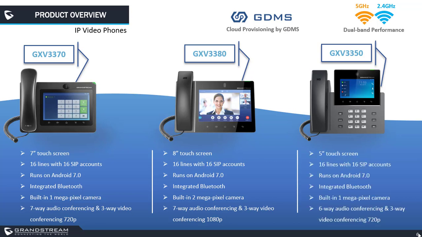And the last model is the GXV 3350. This one has a touch screen of 5 inches. This phone is like the replacement of the GXV 3240. This model supports 16 lines instead of 6 lines in the old models, and this one runs on Android version 7. It also supports Bluetooth. It has a 1 megapixel camera, and it supports 6-way audio conferencing and 3-way video conferencing using the resolution 720 pixel.